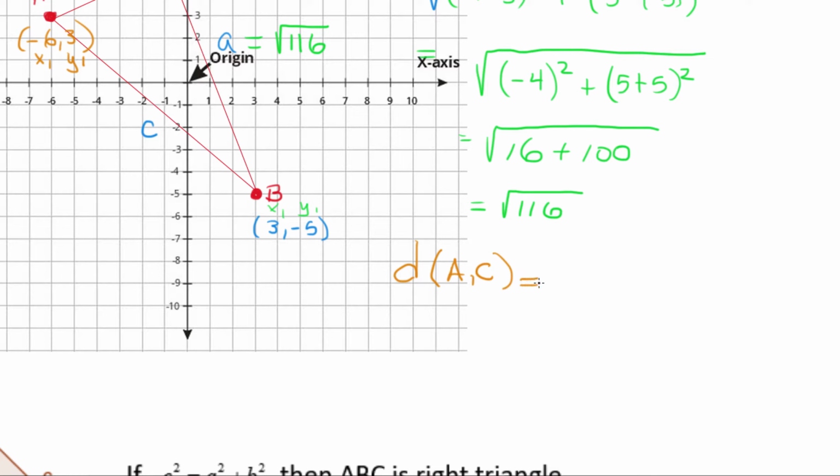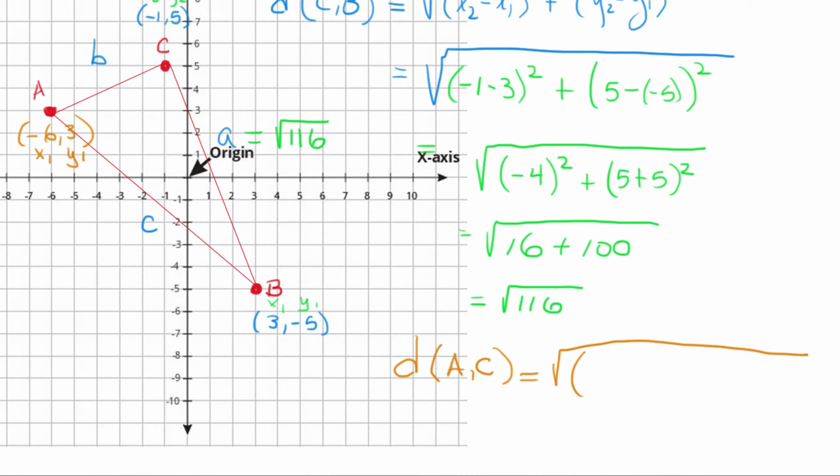Now we already wrote the formula, so we don't have to write it again. x2 is negative 1 minus x1, here is negative 6. So remember, 2 parentheses. y2 is 5. And y1 is 3.